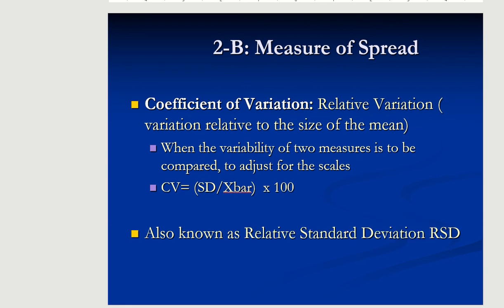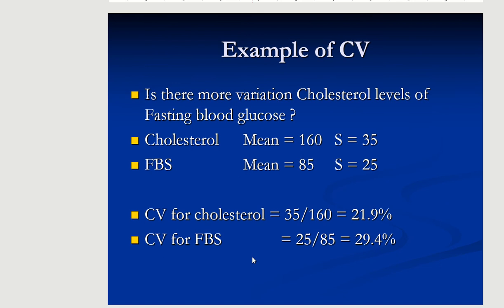The coefficient of variation is good when you want to compare apples to oranges in terms of variability. Suppose you're looking at cholesterol level and fasting blood sugar, and you want to know: do people vary more regarding their cholesterol level, or regarding their fasting blood sugar? I'm talking in terms of variability. Since one is measured in one unit and the other in another unit, it's not fair to compare them. So what do we do?